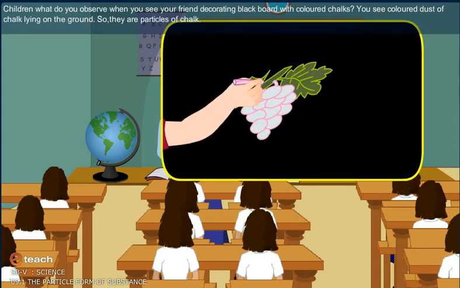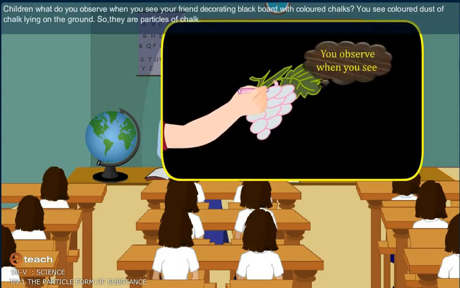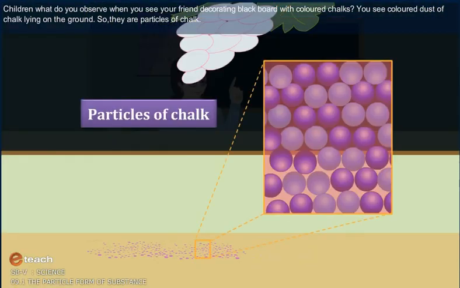Children, what do you observe when you see your friend decorating the blackboard with colored chalks? You see colored dust of chalk lying on the ground. So they are particles of chalk.